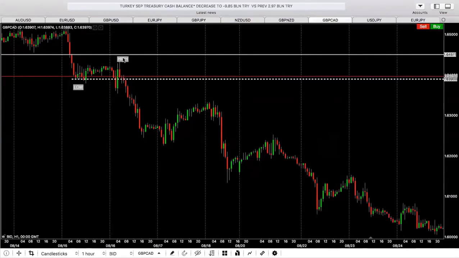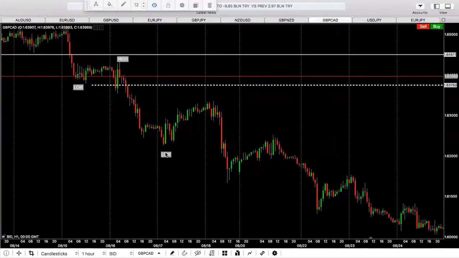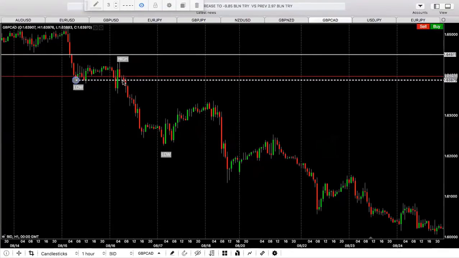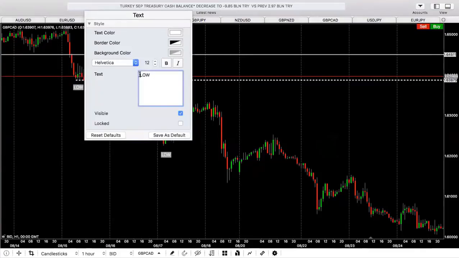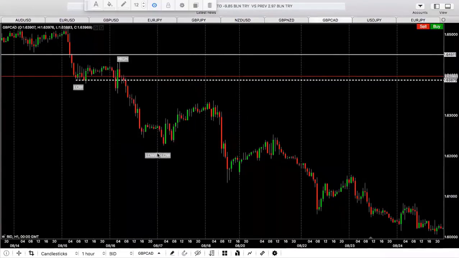Okay? Price created a high, now price came down. Let me duplicate this for you guys over here again. Okay? And then price created what's known as a lower low. So we're going to do this here. Lower low. Price created a lower low. This is in a downtrend.